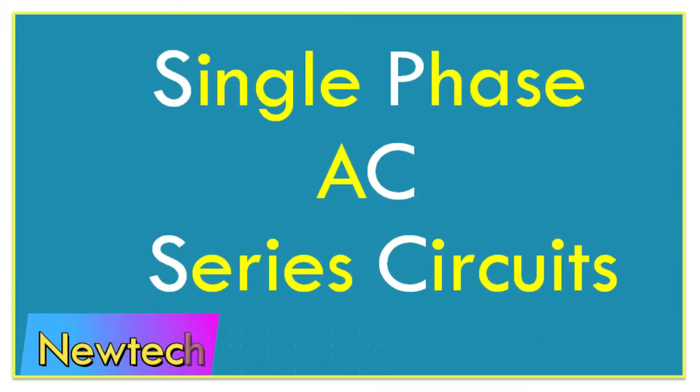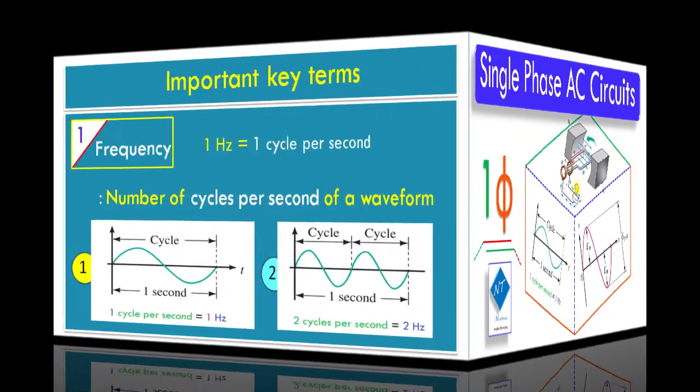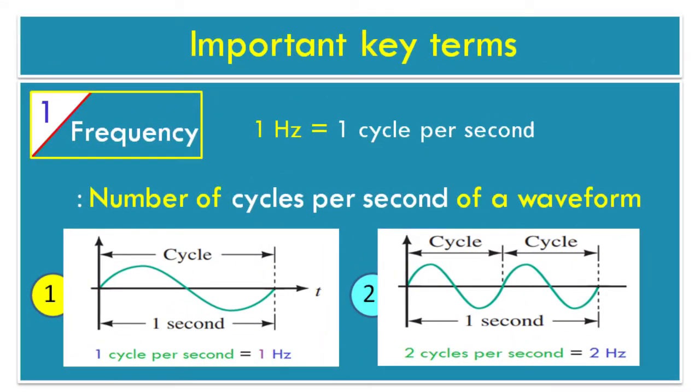In this video, we are going to study important theory on single-phase AC series circuits. Let's start. Now study some important key terms which are useful in understanding of single-phase AC series circuits. First key term, frequency statement. The number of cycles per second of a given waveform is called frequency.